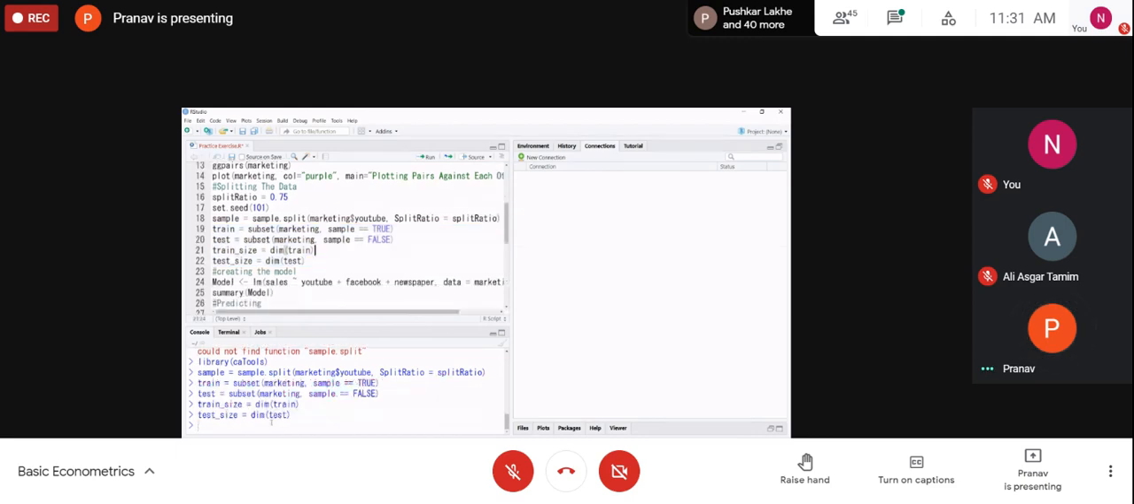That is, one second, how many variables do I have. So it gives me, I have kept 150 observations for estimation purpose, and I have kept 50 observations for testing purpose. So this is what it gives.